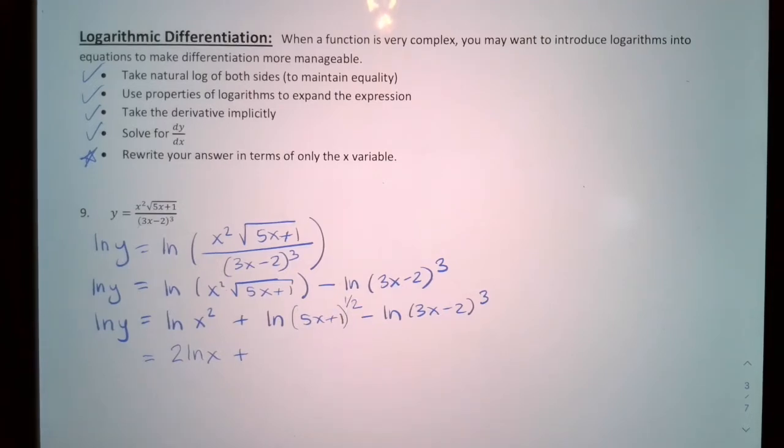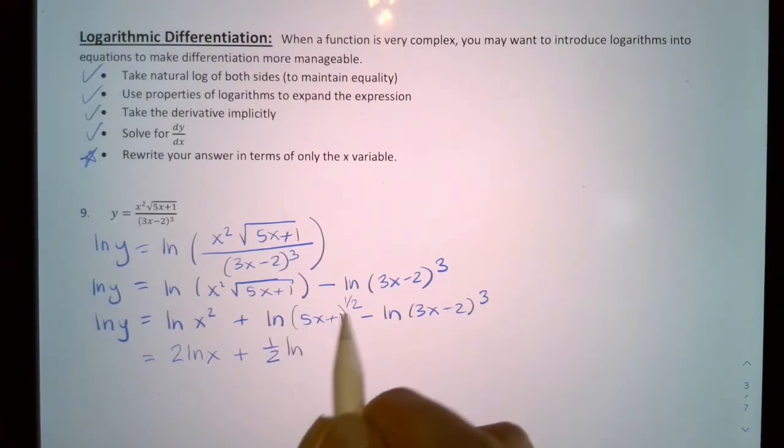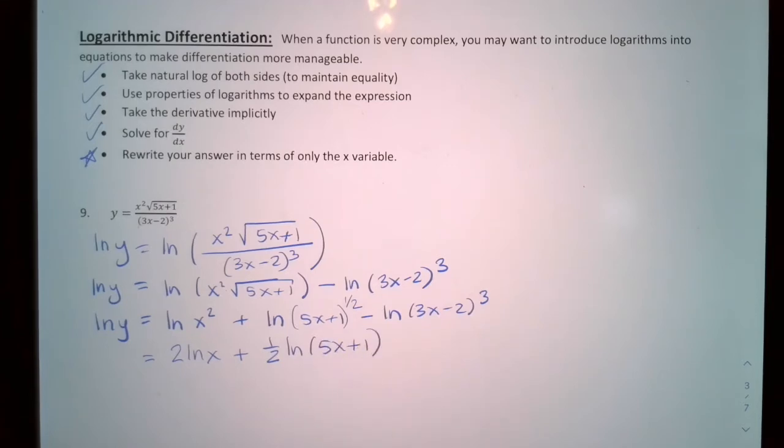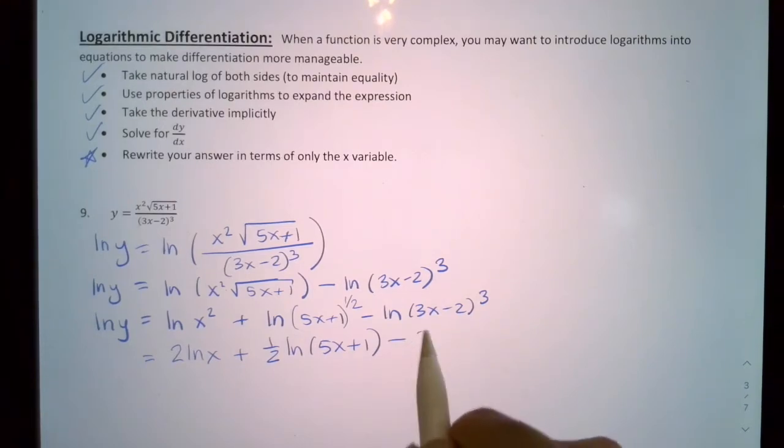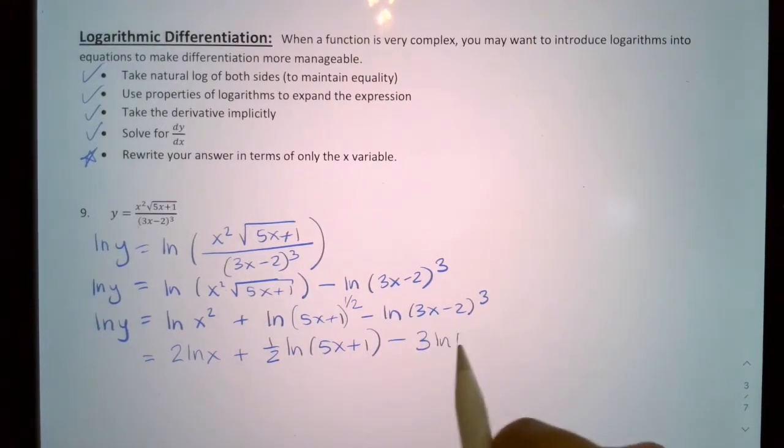Instead of having the square root of 5x plus 1, let's just say it's 5x plus 1, quantity to the 1/2 power. And that makes this property kind of come to life here. I can bring that 1/2 in front, and now just have the natural log of 5x plus 1. Okay, moving on to that last guy, same idea. That 3 comes right in front, and I'm using the property.